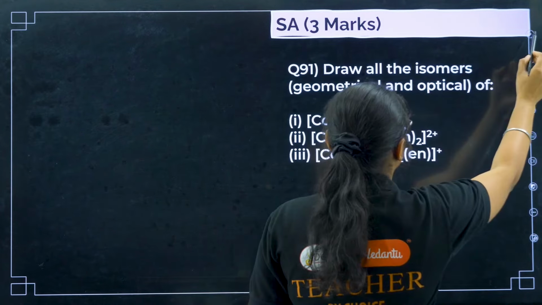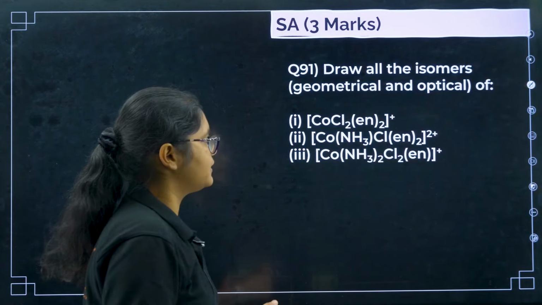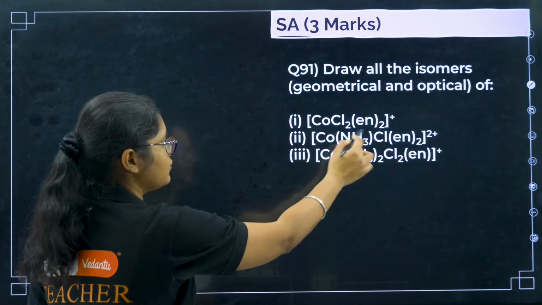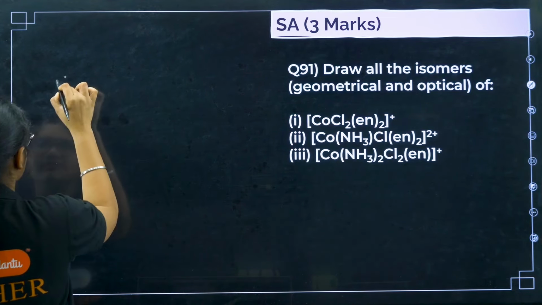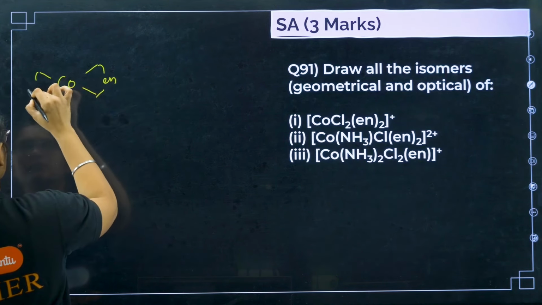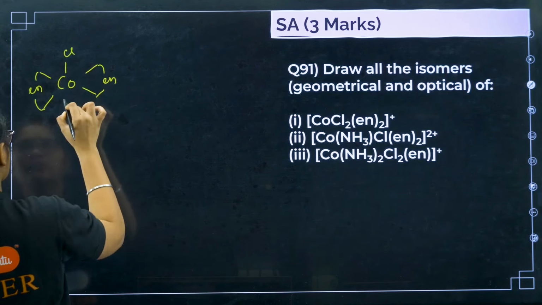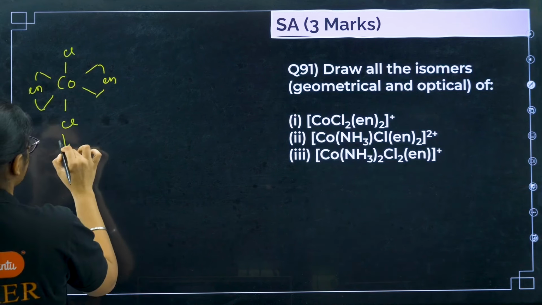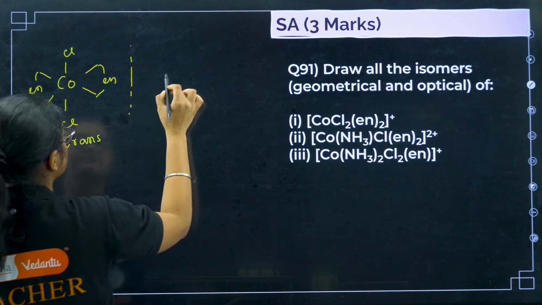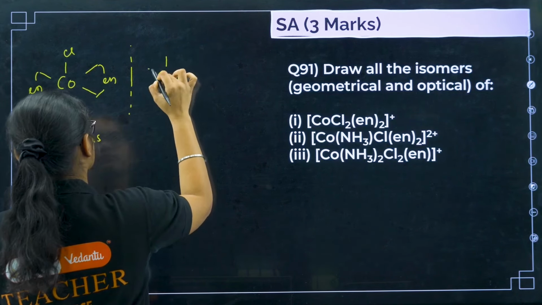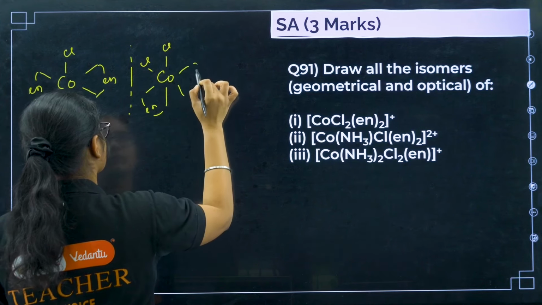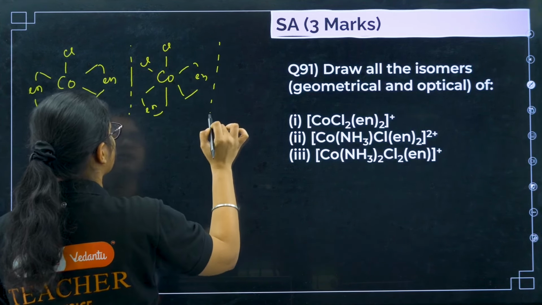Next, we'll move to draw the geometrical and optical isomers of [CoCl2(en)2]. This is like this. If I draw the geometrical isomers, this is your trans form. Now you can have the cis form as well. You can draw the mirror image.